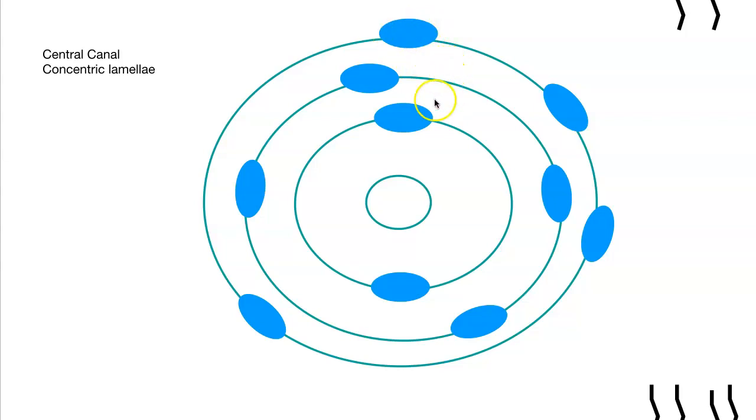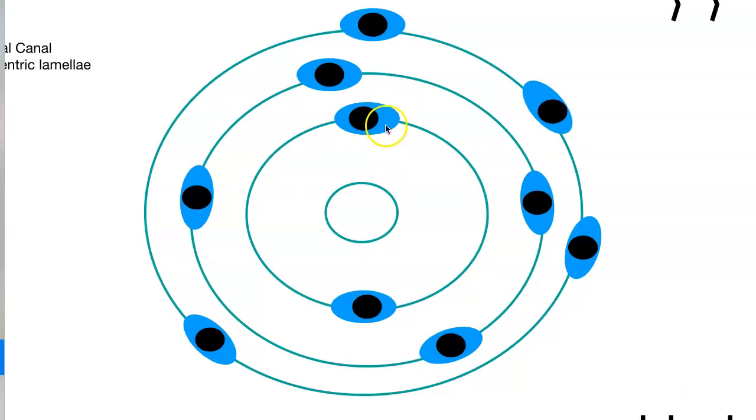So what you can do is, once you've added your lacunae here, just put them in a random order like this so you can see where they are. Add a little dot or a big dot to show you've got your osteocytes in there. I'm going to do that next. So this is going to signify our osteocytes, the black dot, living in their lacunae.